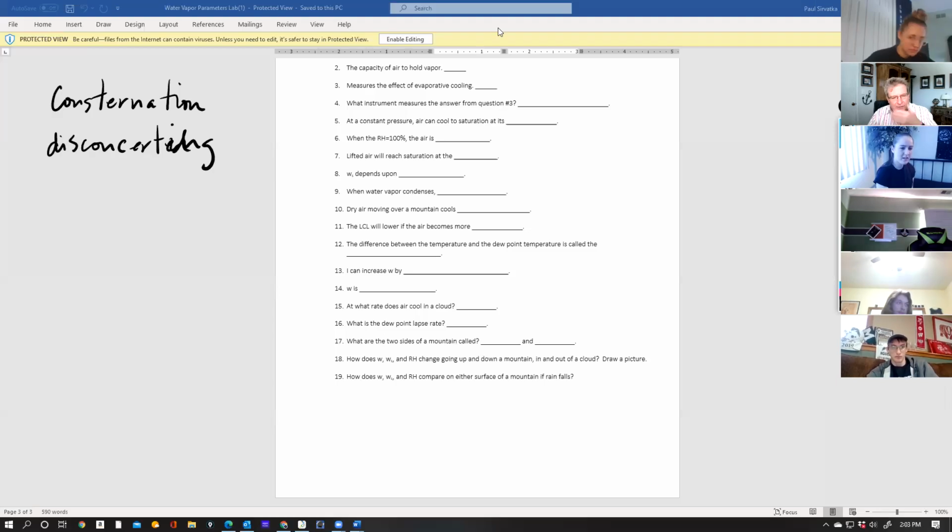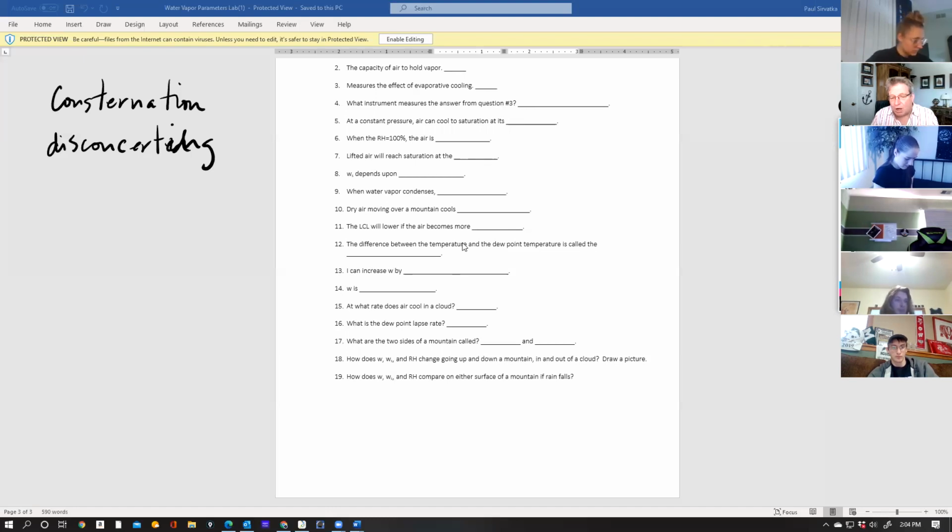Number 13. Add vapor. All right, I can increase W by adding vapor. Give me a better answer. Not that you're wrong. If you had turned that in, I would have had to give it to you because that's true. But what do you call the process of adding vapor? Evaporation. So that's the answer I was looking for. So I can increase W by evaporation, which is adding water vapor.